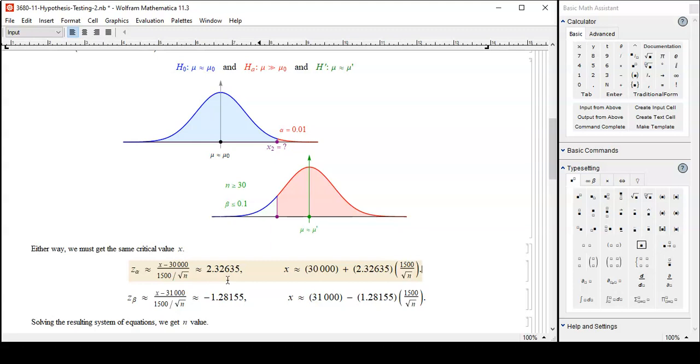But here, I'm using Mathematica, so I'm using a better picture here. Anyway, even if you use 2.33, you're going to get a similar number. So solve here, then you're going to get the X value like this. You cannot calculate it precisely, but you do have an expression of X in terms of n. Now go to the second picture.